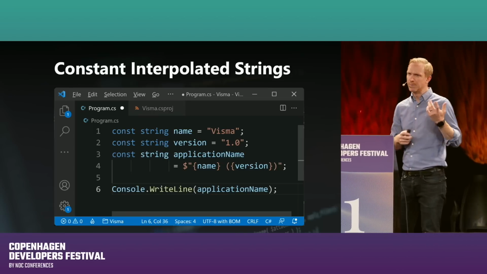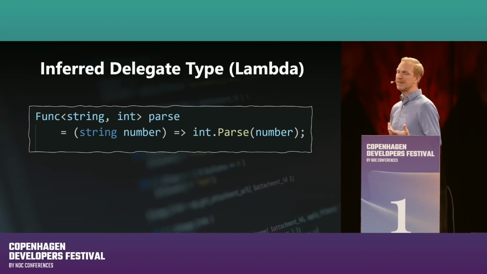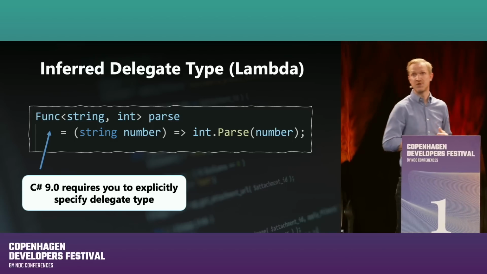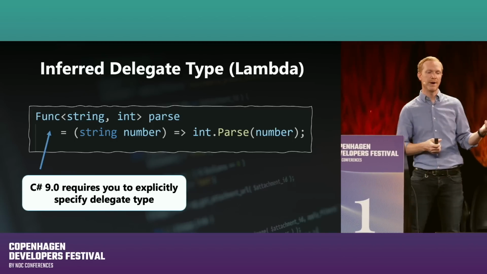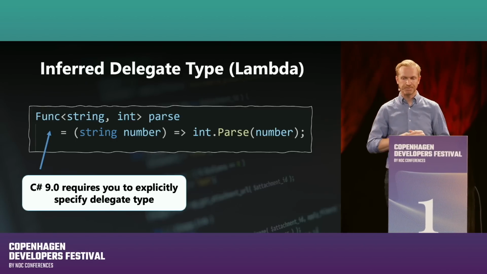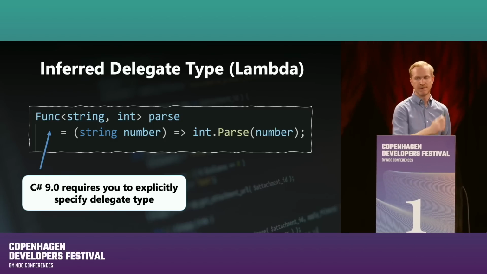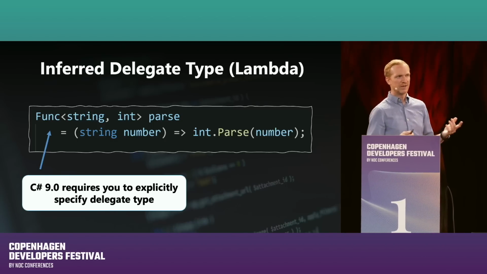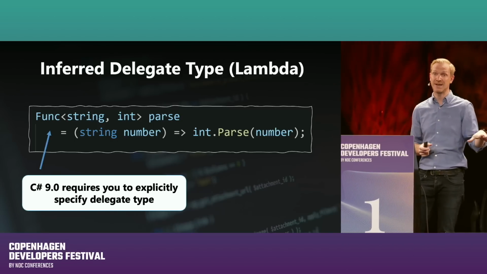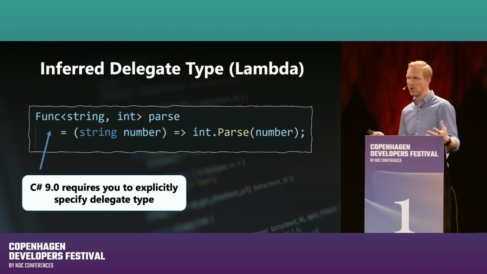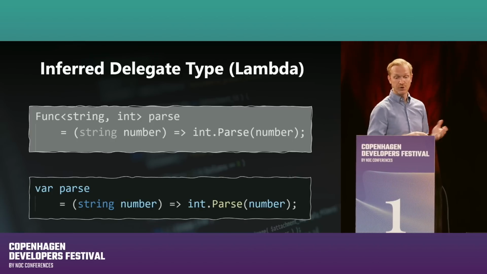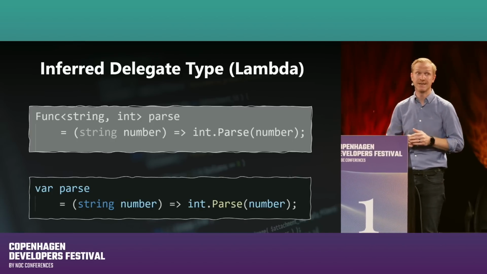But a more important feature is inferring the delegate type. So this isn't really an improvement to C# 10, because this is from C# 9. But in C# 9, you were required to specify explicitly which delegate type you were using. So I could say Func string of integer here, but instead, why couldn't the compiler just figure this out? It knows that I'm expecting a string to be passed into this anonymous method, and it knows that I'm returning an integer, so why couldn't it just infer that? And surely enough, that's what C# 10 is doing.